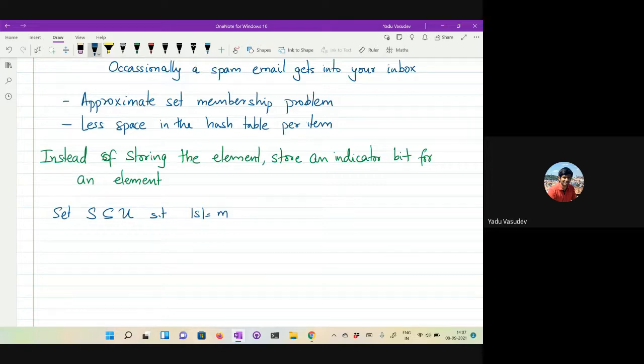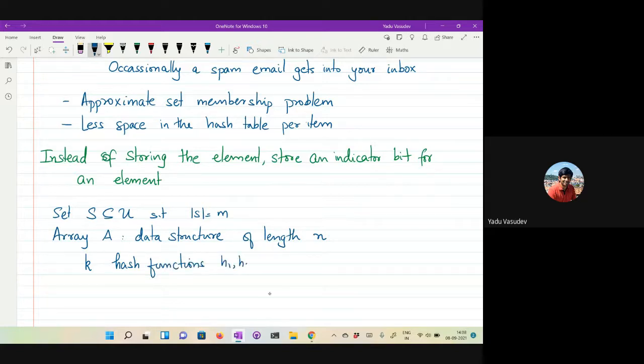Okay, and you have an array where you're going to store this. Right, this array A is your Bloom filter data structure of length N. What you do is you take K hash functions, we'll fix what K is, call them H1, H2, so on till Hk. You can assume for now that they are random hash functions, ideal random functions. Our analysis will assume that these are ideal random functions.